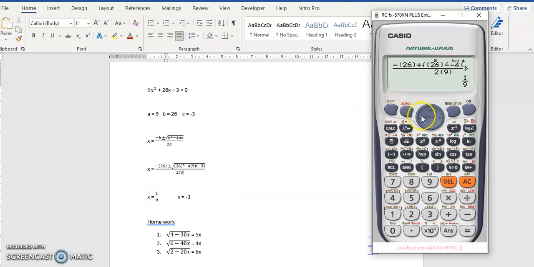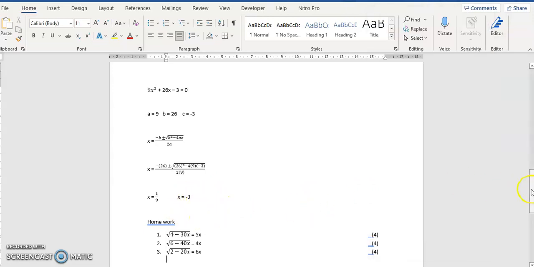Then don't delete it. Move the cursor back, back, and change the plus to minus, equal. So you see that we have minus 3. Good. So you do this one also for me as homework.